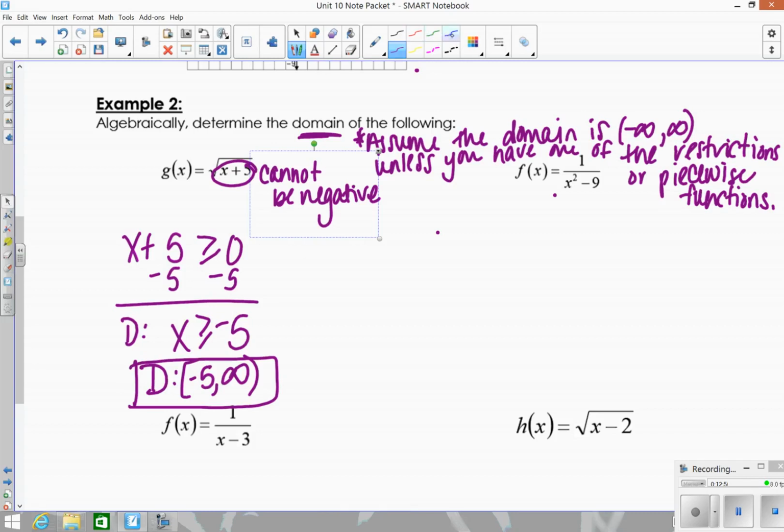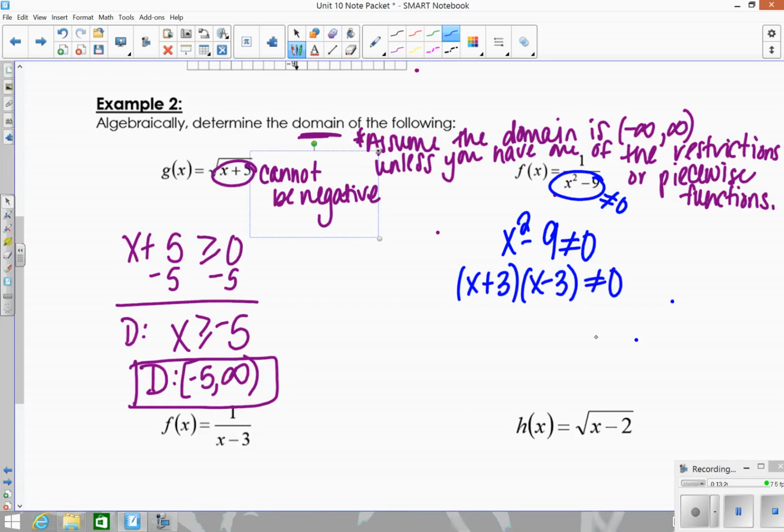So this example over here, we look at it and we see a fraction. So that means the denominator cannot equal 0. So what I do is I take the bottom and I set it not equal to 0 because it can't equal 0. And then you just solve it like a normal equation. So I can factor this. It's a difference of perfect squares. So when we split it, we get x plus 3 does not equal 0. x minus 3 does not equal 0. Bring over the 3. x does not equal negative 3. x does not equal positive 3.